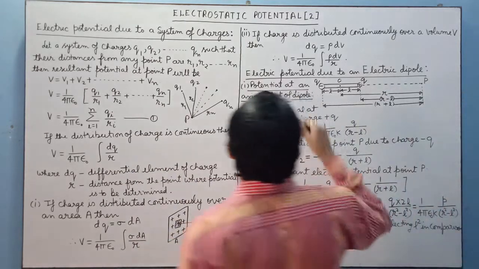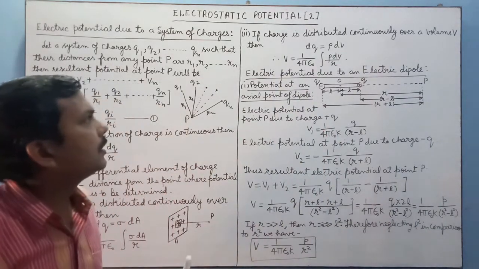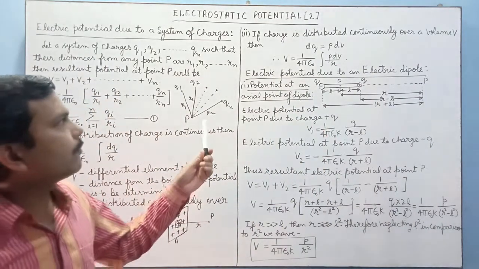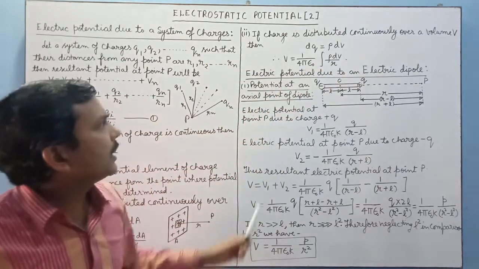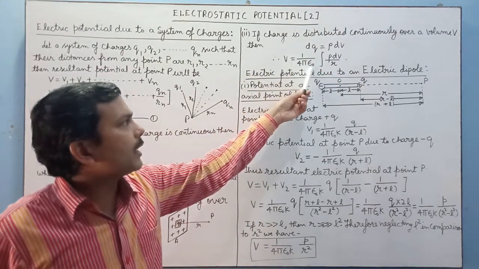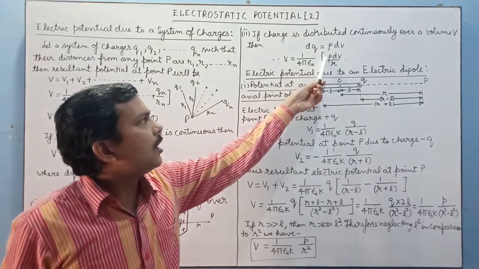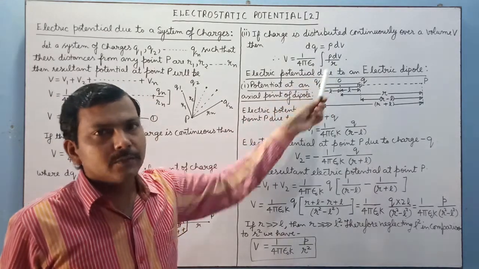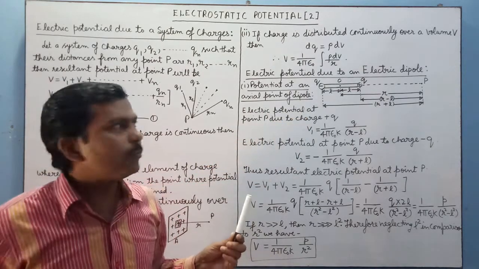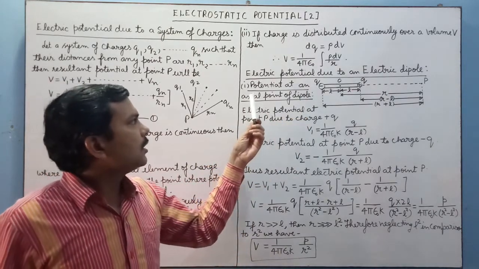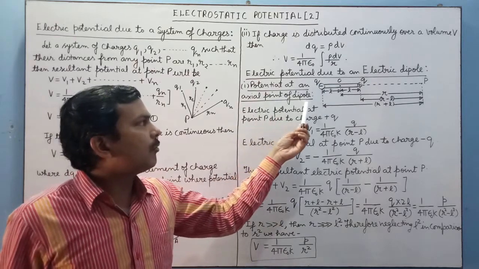Now if charge is distributed continuously over a volume V, then in that case dq is equal to rho dV. In that case V is equal to 1 upon 4 pi epsilon 0 integral rho dV by r. Next we will discuss electric potential due to an electric dipole. First, the potential at an axial point of the dipole.